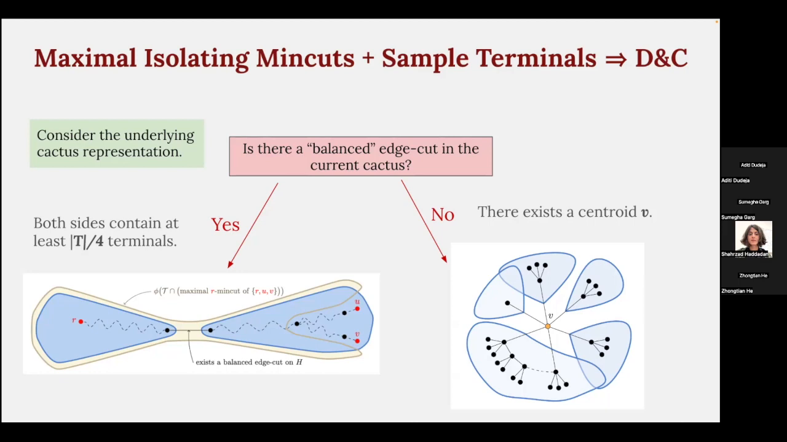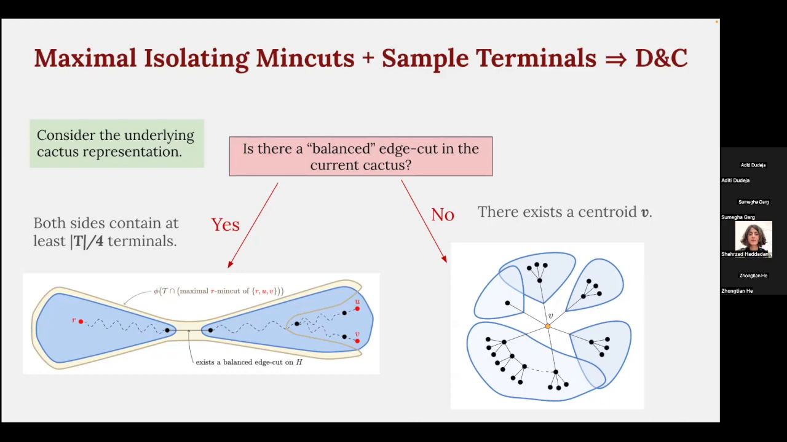Okay. So the conclusion is, if there's no balanced edge cut, then there exists a centroid. And a centroid is a node which, if you delete it, then every part is small. How small is small? By this assumption, every part is less than T/4. A constant fraction is fine.